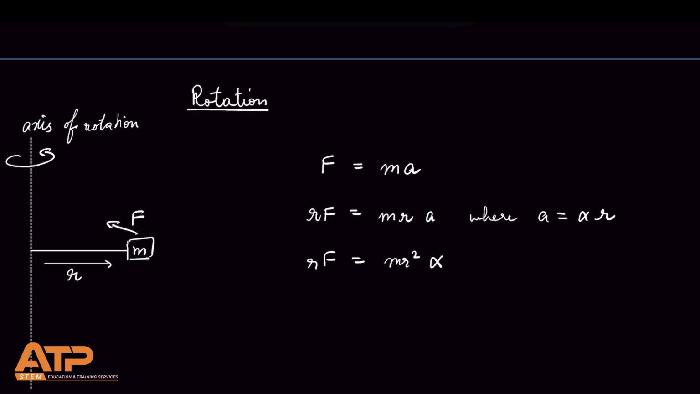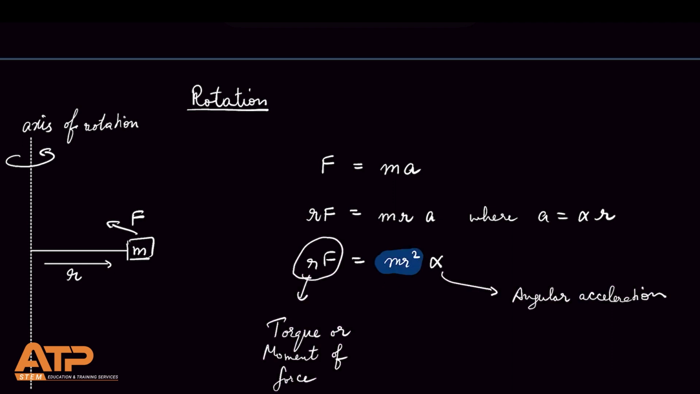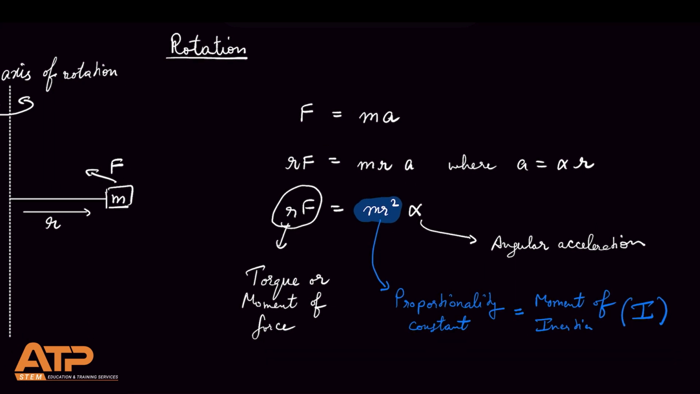If we do that, we see that r into F is m r square alpha. This is torque. This decides how much will be the angular acceleration of the body. And what is m r square here? m r square in this equation is the proportionality constant. So this is our torque, this is angular acceleration, and m r square is the proportionality constant, also called moment of inertia.